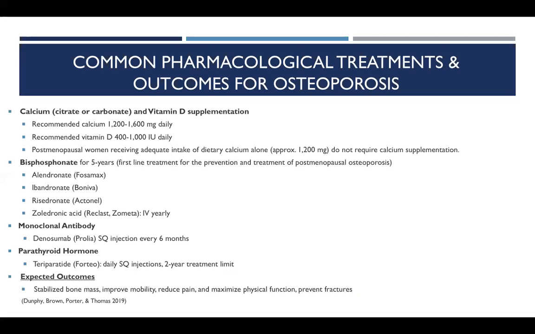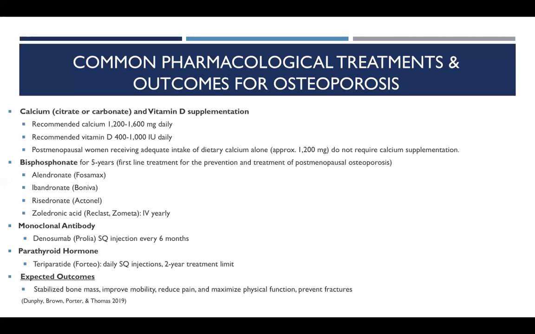These include Fosamax, Boniva, Actonel, and Reclast, which is an IV yearly medication. Monoclonal antibodies such as Prolia is a sub-Q injection every 6 months. These are used for high-risk patients, patients with a fracture history, or who have failed previous treatments. The parathyroid hormone Forteo is a daily sub-Q injection. The downfall of this medication is that it only has a 2-year treatment limit.